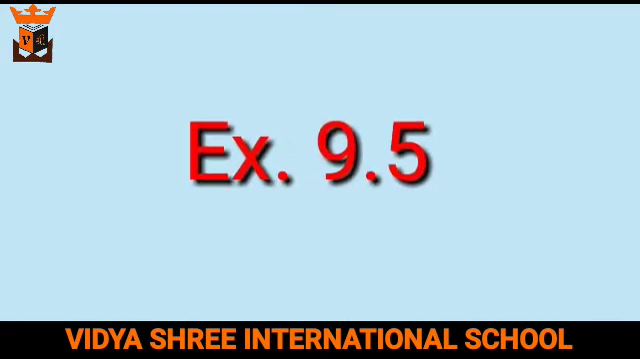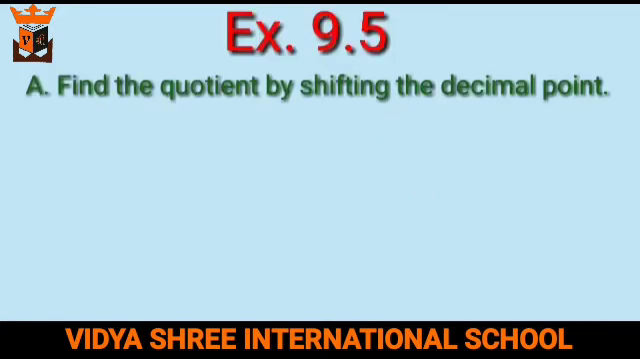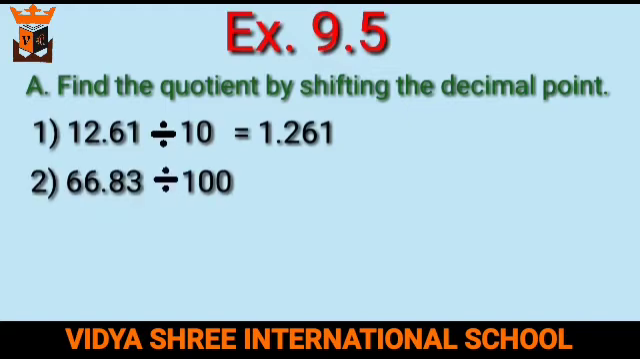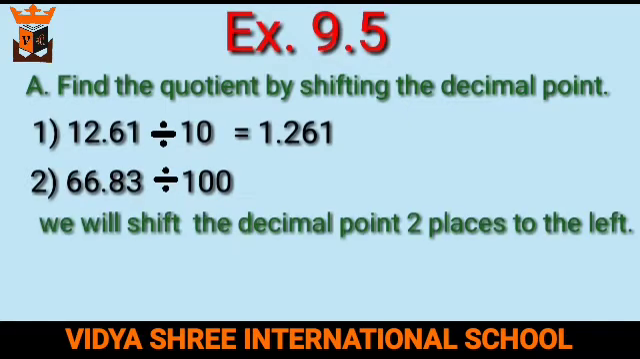Now let us try to do the questions of exercise 9.5. A part is find the quotient by shifting the decimal point. First part is 12.61 divided by 10. So we will shift the decimal point one place to the left and the answer will be 1.261. Next is 66.83 divided by 100. So we will shift the decimal point two places to the left and the answer will be 0.6683.